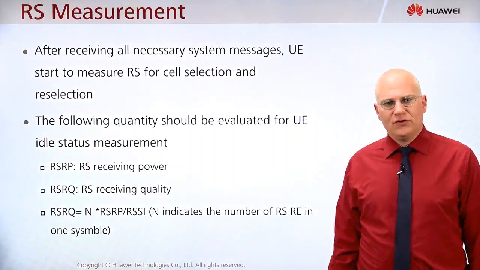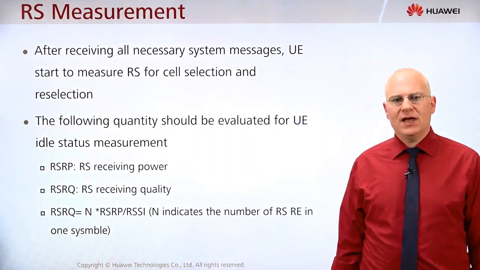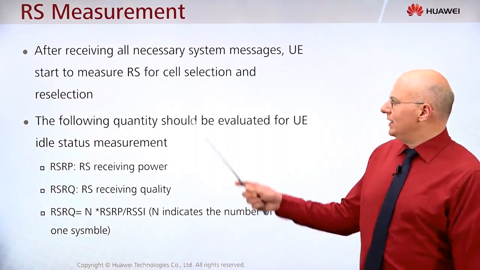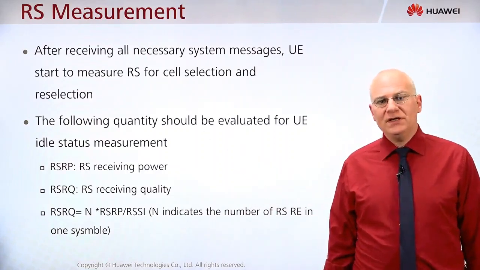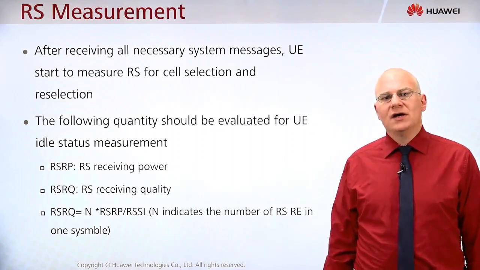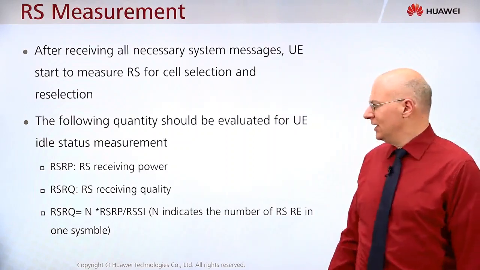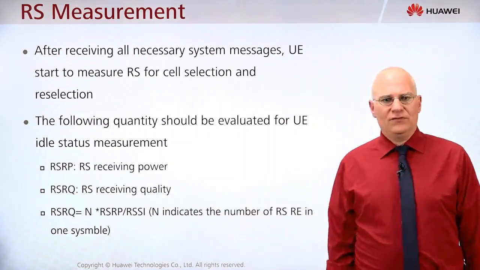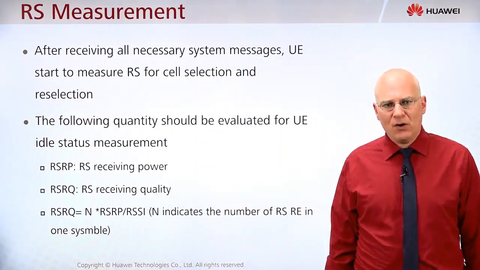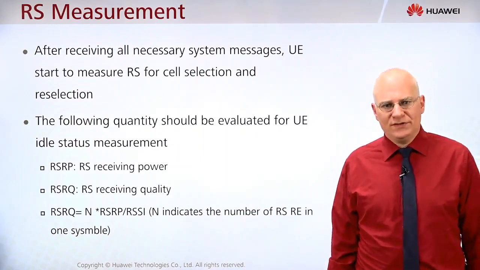So one important function of the reference signal is the measurement of the level and the quality of the signal. Reference signals can only be measured after synchronization, because only then do we know on which symbols and on which subframes they are really transmitted. We have 2 types of measurement quantities. One is called the reference signal receive power, and the other one is the reference signal receive quality.